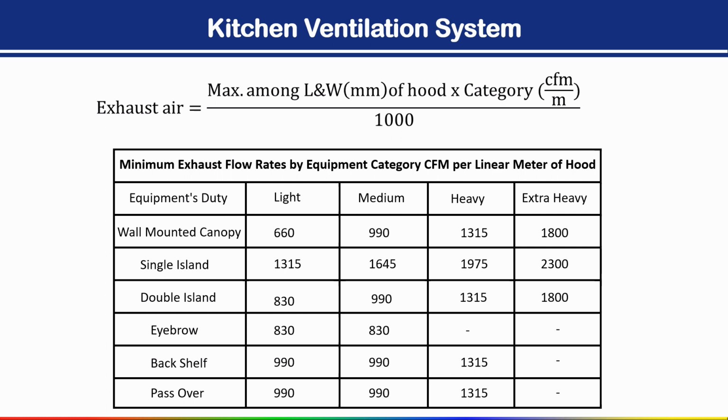Based on your cooking and which type of equipment you are using, suppose you are using a wall mounted canopy type of hood and your cooking is light cooking. For light cooking with a wall mounted canopy hood, the minimum exhaust flow rate value is 660 CFM per linear meter of hood. For medium cooking 990, for heavy 1315, for extra heavy 1800. So you will get this value from this table based on your type of cooking and which type of hood you are using.